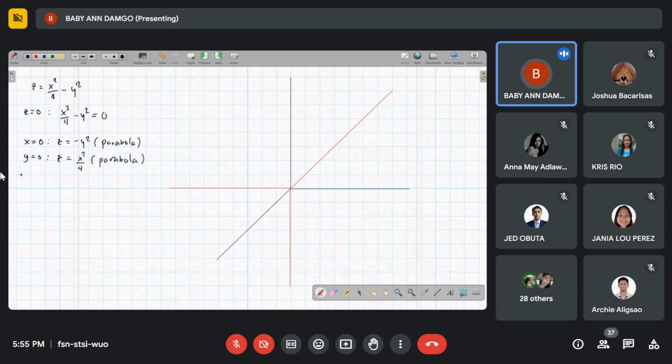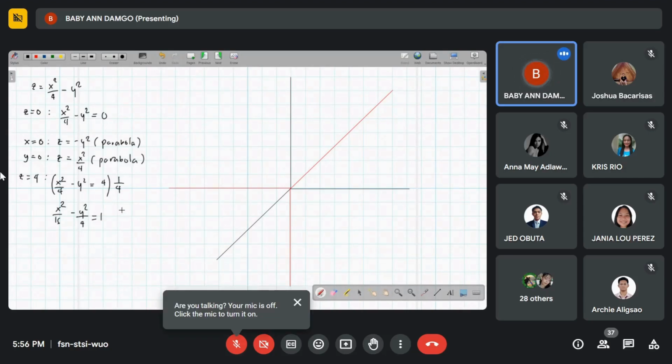So mag-set tag z equals 4. This is x squared over 4 minus y squared equals 4. So multiply both sides by 1/4. So we have x squared over 16 minus y squared over 4 is equal to 1. So this is a hyperbola.